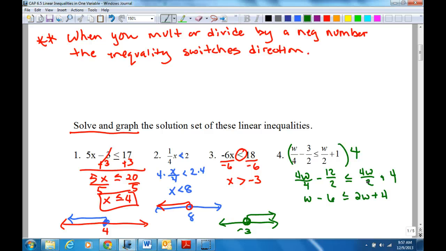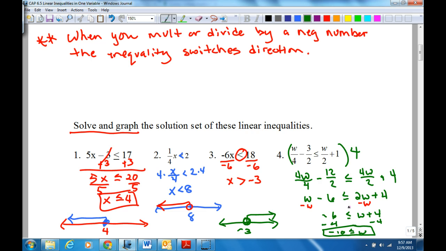Okay, so now at this point we need to get all of our w's to one side. So I'm going to subtract a w from both sides. So I have negative 6 is less than w plus 4. Subtract 4 from both sides. I got negative 10 is less than or equal to w.